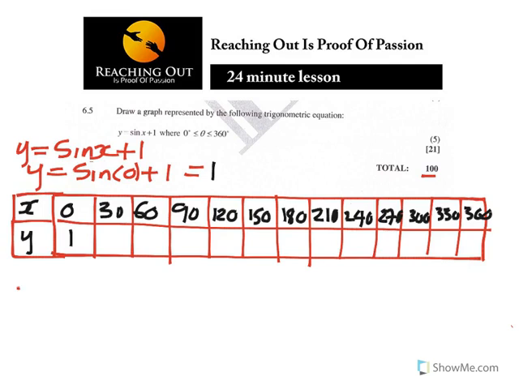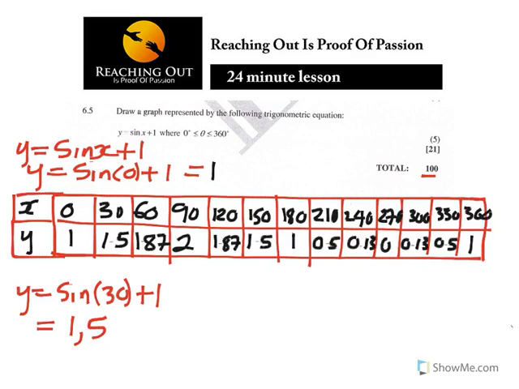The second one will be y is equal to sine 30 plus 1. And if you punch a calculator, you're going to get 1.5. So again here, you have got 1.5. Now, I'm going to fill up the whole of this table because of time, but you can use your calculator. Let me fill up the whole of this table, and then we draw the graph.